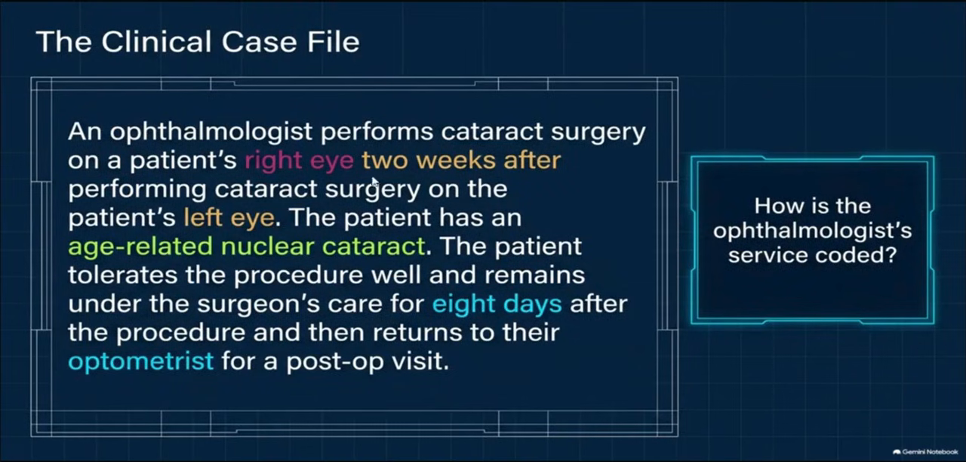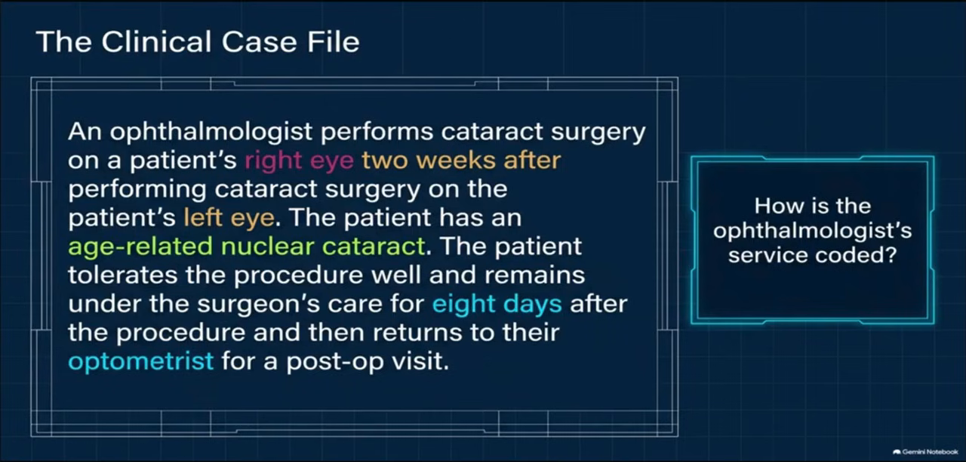Here an ophthalmologist performs cataract surgery on a patient's right eye 2 weeks after performing cataract surgery on the patient's left eye. So he has done a surgery on the left eye 2 weeks back and now the patient is coming for a right eye surgery. He has an age-related nuclear cataract. The patient tolerates the procedure well and remains under the surgeon's care for 8 days. So there is another surgeon involved. So he is taking care for 8 days after the procedure, and then he returns again to the optometrist for the post-op visit.